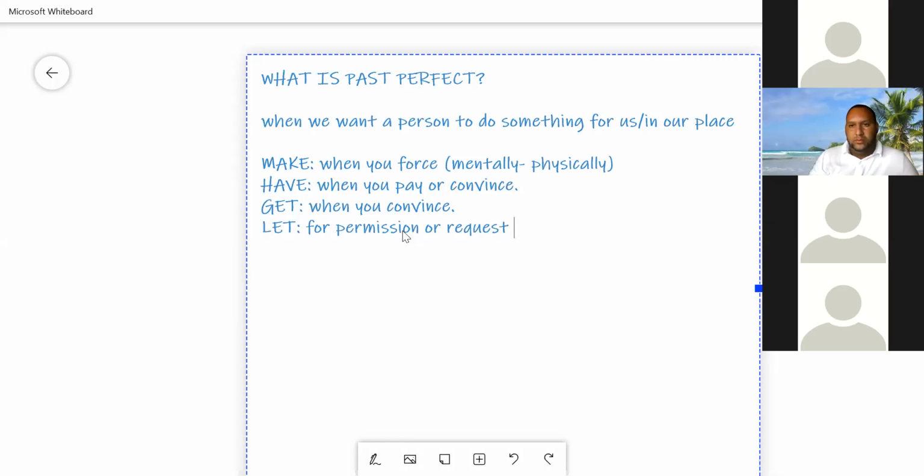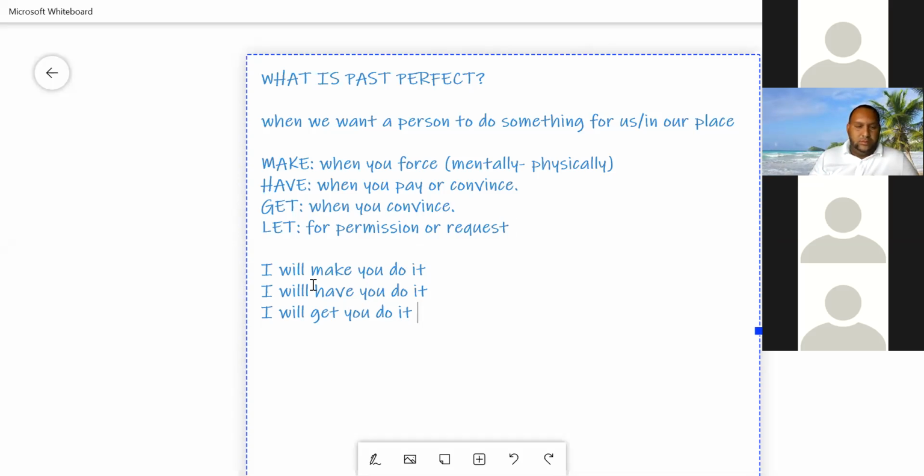Now, remember, whenever you use them, you don't have to use the particle to. Okay? So you don't use the particle to. You can say, look, I will make you do it, right? Or you can say, I will have you do it, right? Or you can say, I will get you do it. I'm not going to put let because let is for request and permission.